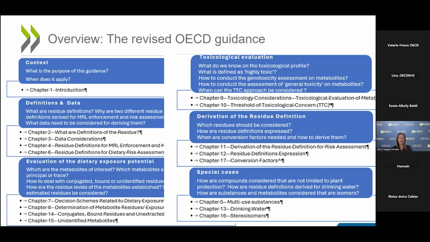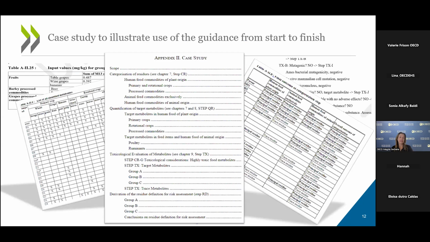On top, the experts did an excellent job to really discuss special cases, these multi-use substances, explaining what needs to be done in case of residue definition for drinking water, and some exceptions like stereoisomers. And all that is accompanied by a case study. So the experts selected a very complex ingredient that has multiple metabolites, and it takes you through all the flows and explains the steps followed.